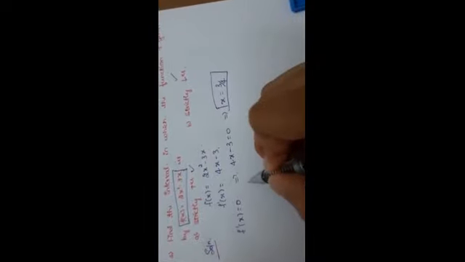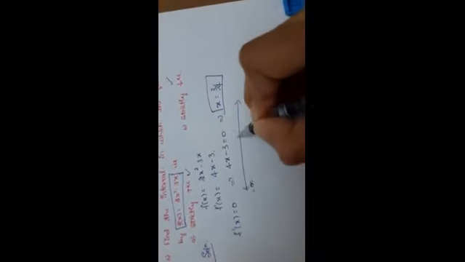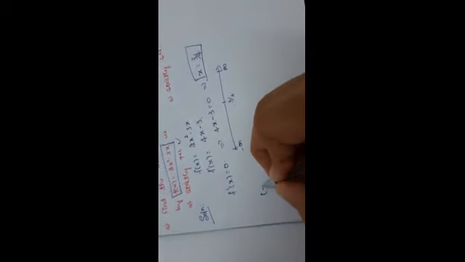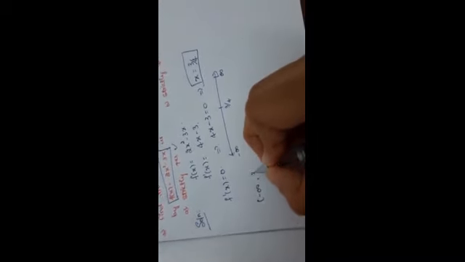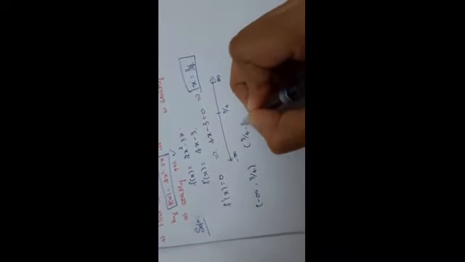Suppose I draw the number line. This is minus infinity, this is the point x is equal to 3 by 4, and this is the point infinity. So now we got two disjoint intervals. What are those two disjoint intervals? Minus infinity to 3 by 4, and another is 3 by 4 to infinity.